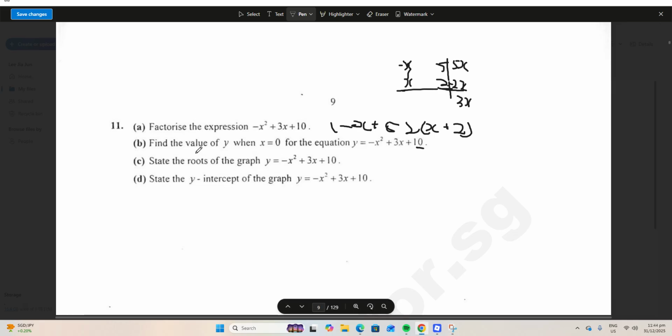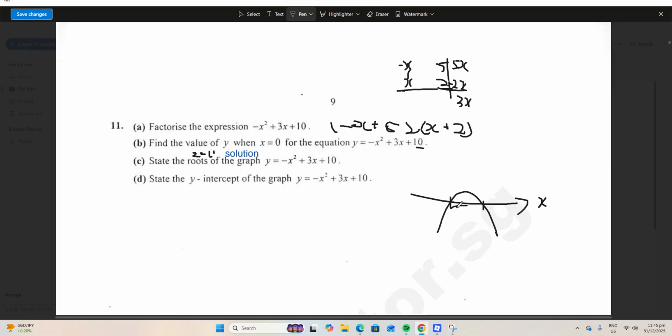State the roots of the graph. Roots basically just means solution, okay? Roots means solution. Okay, what does solution mean? The intersect. Let me draw it out. So this is how the graph looks like. This is the x-axis, right? So over here, these are the solutions. These intersects. The points that cut the x-axis are the solutions, and the solution is in terms of x.